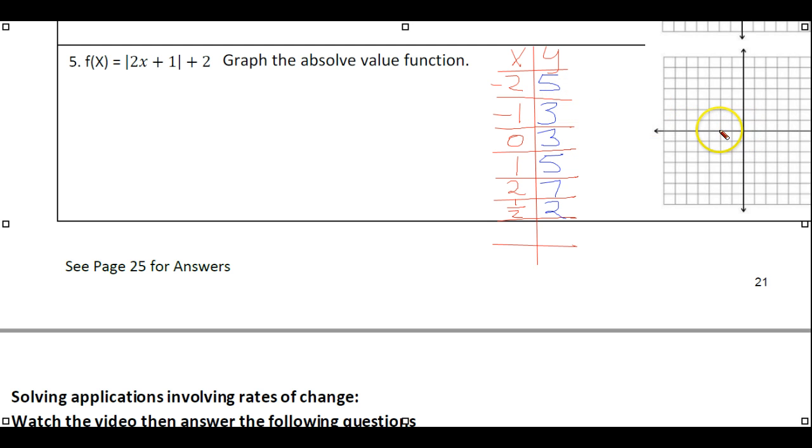And that's how we do them all. So -2 and then 5. 1, 2, 3, 4, 5. -1, 1, 2, 3. 0, 3.